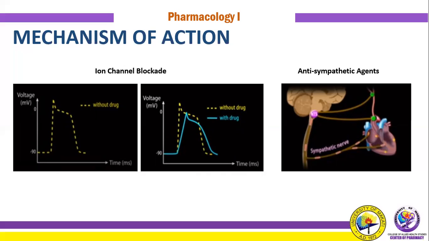And the second action is the blockade of the sympathetic effects of the autonomic system on the heart to slow down the rate. It is indicated in the third picture.